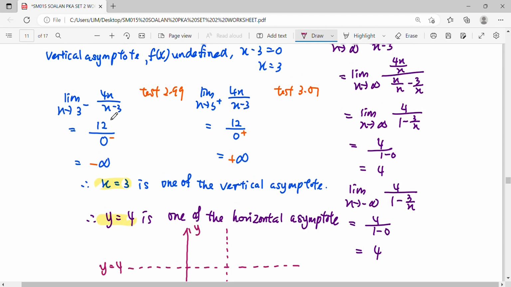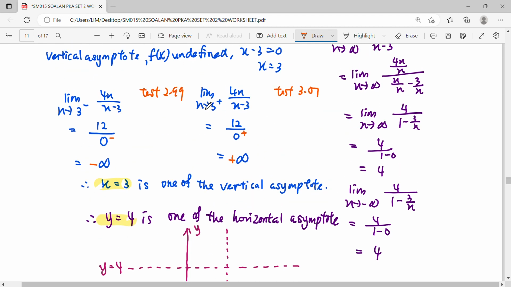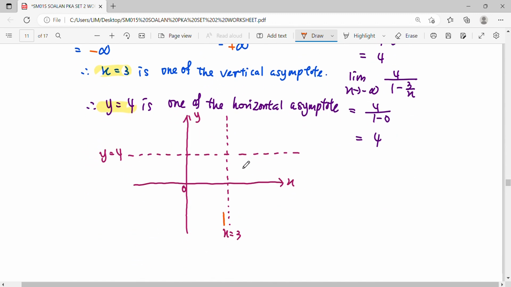When x approaches 3 from the left hand side, it goes to negative infinity. It means when it approaches 3 from the left hand side, this side here, it will approach negative infinity, meaning you're going down. When your x approaches 3 from the right hand side, it will approach positive infinity. So when the graph comes from the right side of 3, positive infinity means the graph is going up.